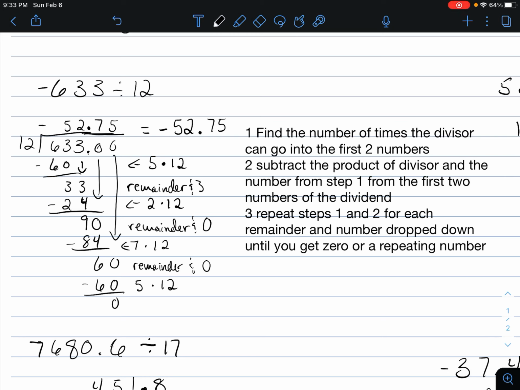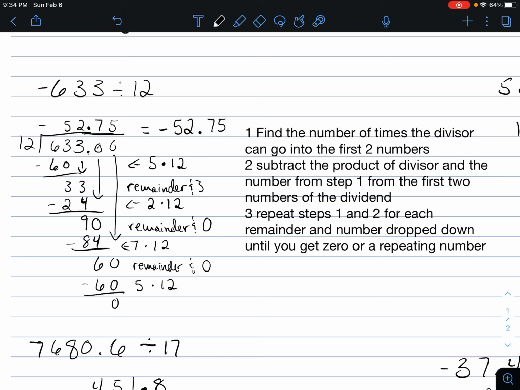Now we have 90. 12 can go into 90 7 times. 7 times 12 is 84. We take 90 minus the 84. You get a remainder of 6. So once again, we're still not at 0, so we add another 0 and bring it down. Now we've got 60. 12 can go into 60 evenly, and that would be 5 times. So 5 times 12 is 60. 60 minus 60 is 0. So now we've terminated in 0, and there's nothing else to bring down.